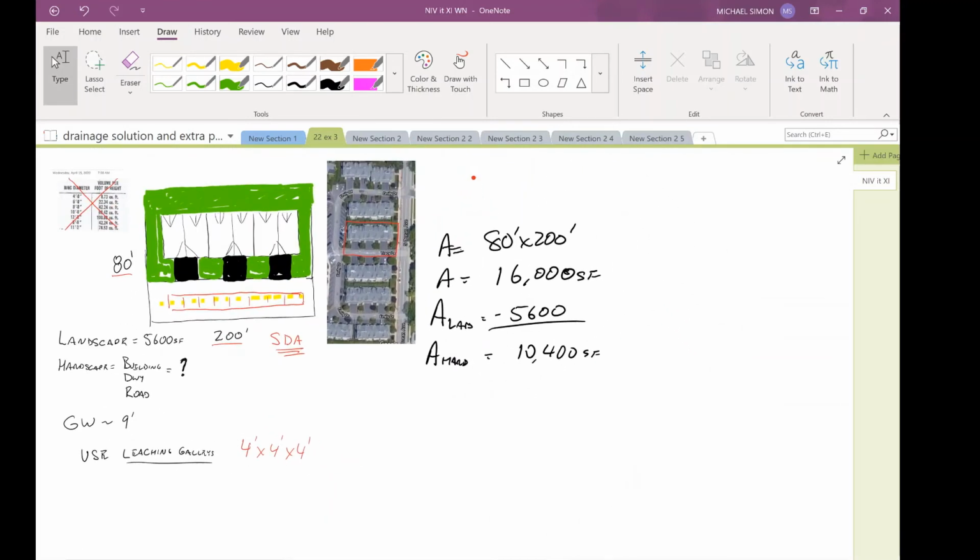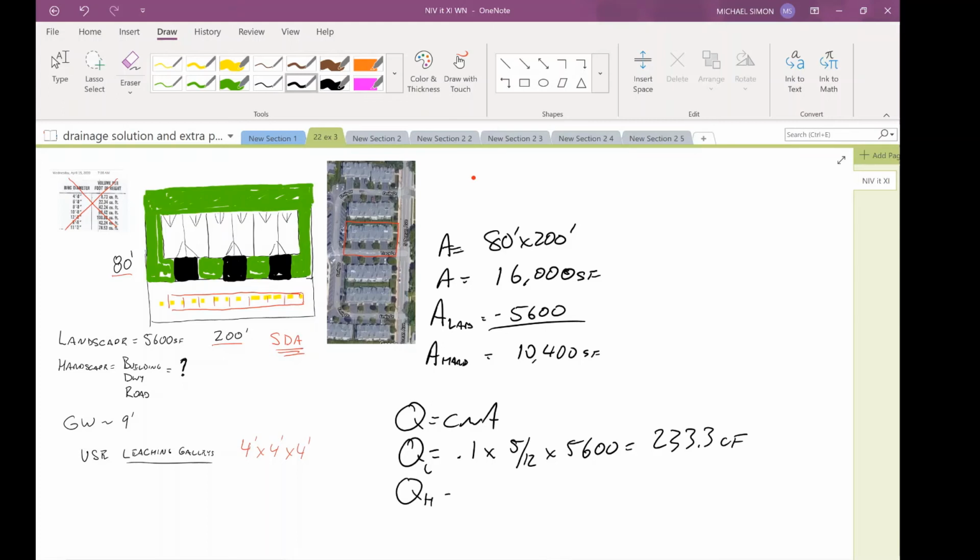Now for this one, I said choose your own runoff coefficient. So for landscape, Q equals CIA. An appropriate landscaping number would be 0.1 or even 0.15 if you wanted to go back to the standards from Brookhaven. So let's use 0.1 times the intensity of rain on this. We said was going to be 5 inches of rain, 5 over 12 times 5,600 square feet. So 0.1 times 5 over 12 times 5,600 is 233.3 cubic feet.